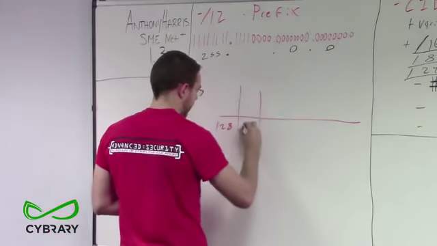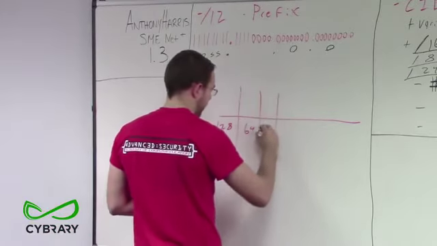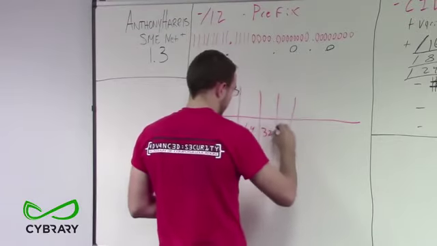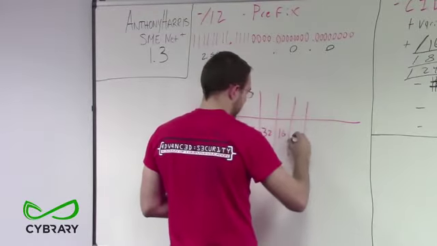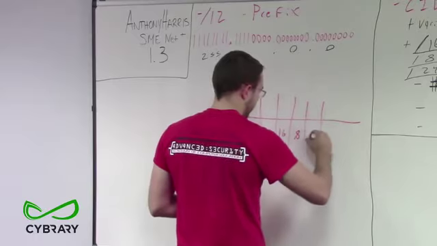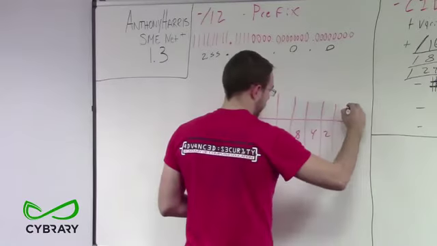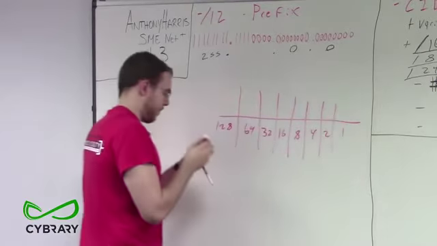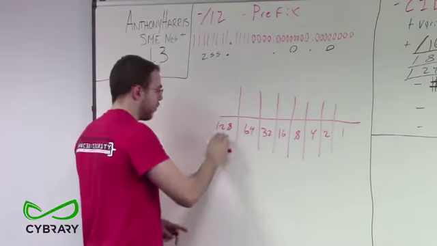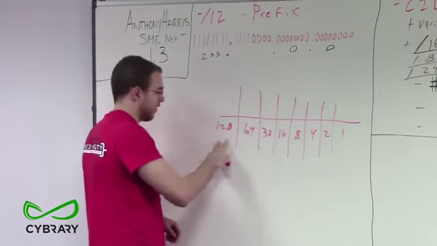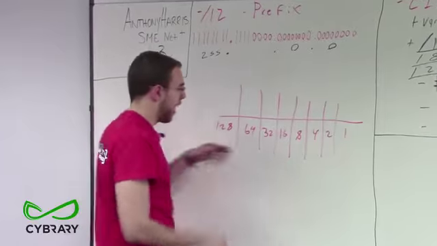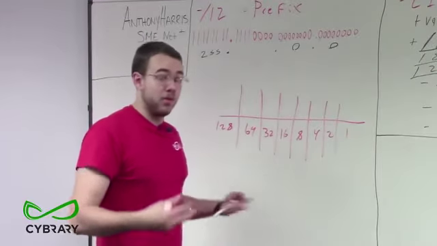Let's go ahead and break out our chart. And we have our 128 place, 64, 32, 16, 8, 4, 2, and then 1. Now, if you know that 128 is going to be your highest, you can just start with 128 and then go backwards to 1. That's just easier for me.